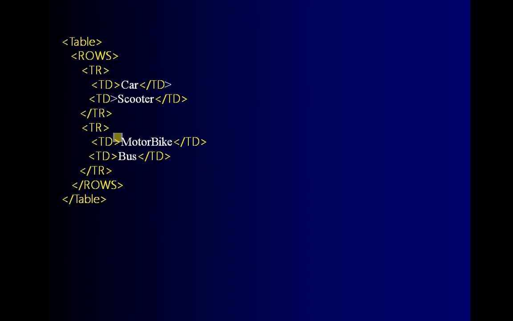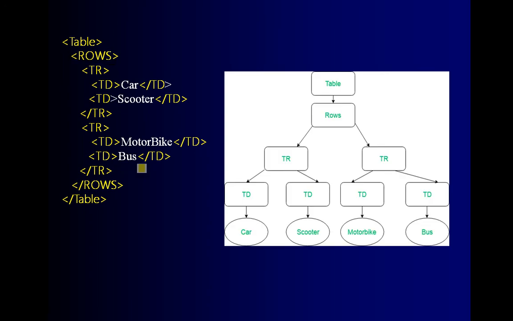Now, see, there is a simple HTML document. There is a table. This is HTML5 code: rows, tr, table row, then table data: car, scooter. Another row: motorbike, bus. Rows closed, table closed. Now, this HTML document is represented in the document object model like this.